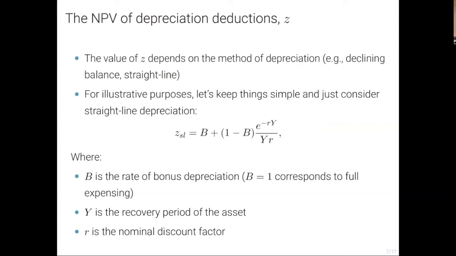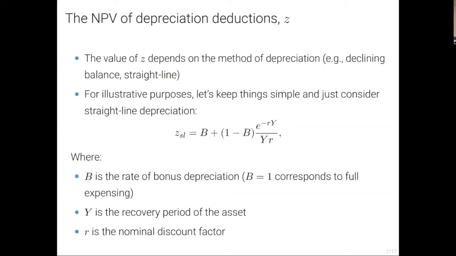Here, B is going to represent the rate of bonus depreciation. Y is the recovery period of the asset, the period over which you can deduct those depreciation expenses. And R is that nominal discount factor that we talked about previously. Okay. So if B equals 1, that would represent full expensing, 100% bonus depreciation. In that case, the second term on the right-hand side of the equal sign goes away, and ZSL is just equal to 1. The net present value of those depreciation deductions is 1 because we can deduct 100% immediately. Inflation in that case has no effect.